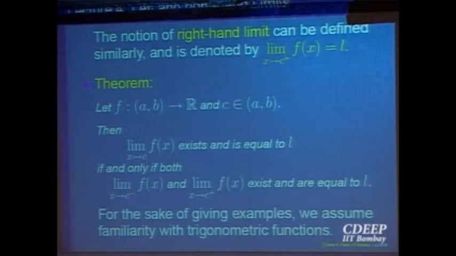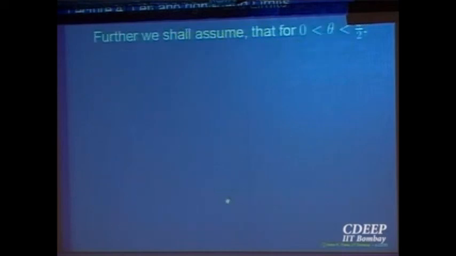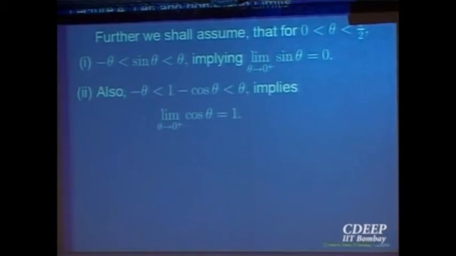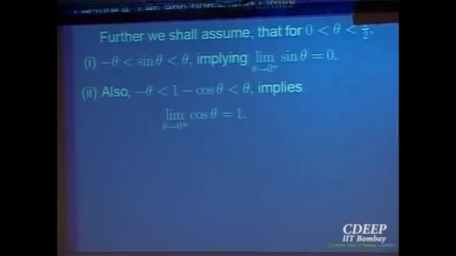Both of these conditions must hold. So either way it is. For the sake of giving examples, as I said, for trigonometric functions, we'll assume the following limits. Most of you have done it by drawing a circle, drawing a triangle, taking area of sector is less than area of triangle and making those estimates.